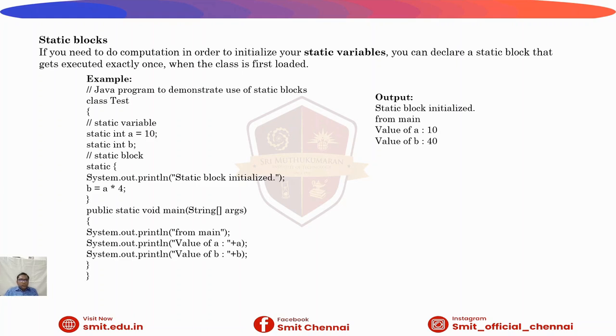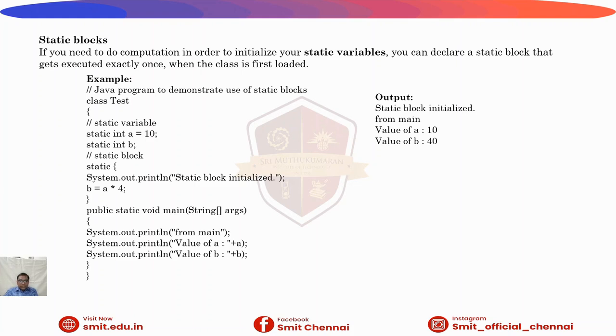When we run this program, you can see the output given on the right hand side. First the statement from main will get printed. Secondly, the value of a, which is 10, is printed. But for the value of b, you can see that it is given inside the static block, that is b equal to a into 4. So when the value of a is 10, automatically the value of b will be 10 into 4, which is equal to 40. So this is what is called a static block, a separate block in which you can give executable statements.